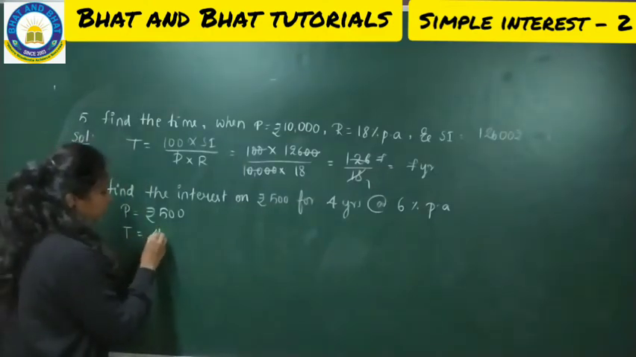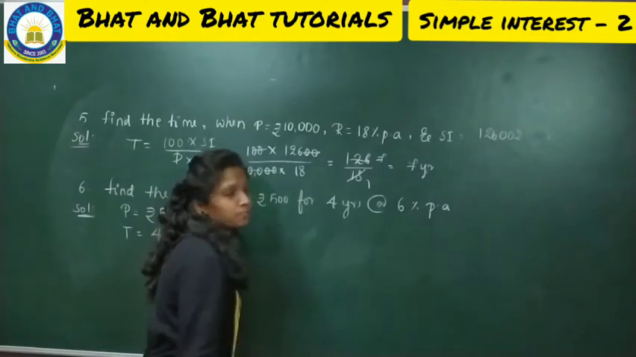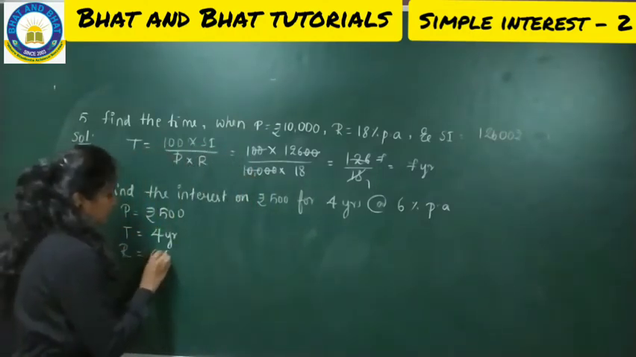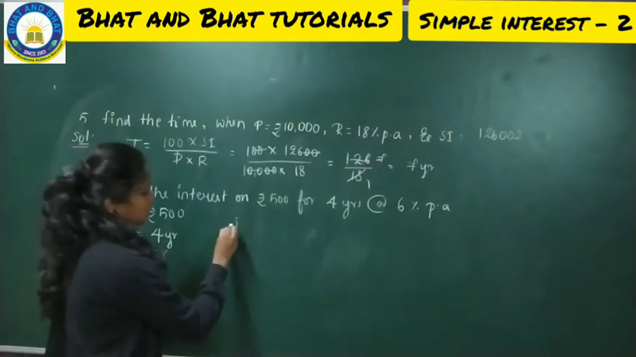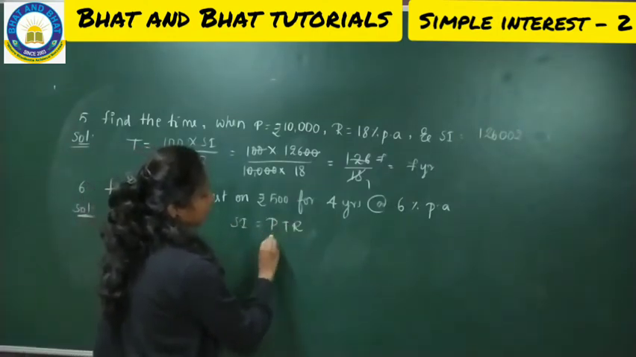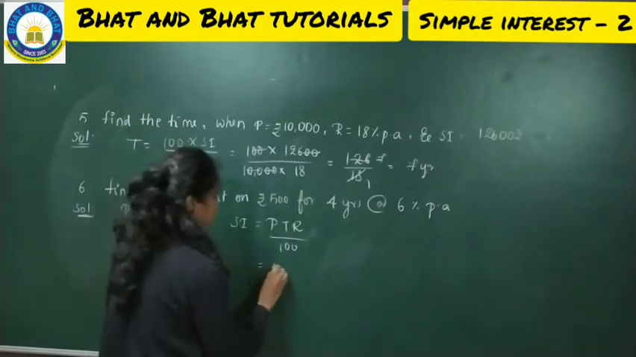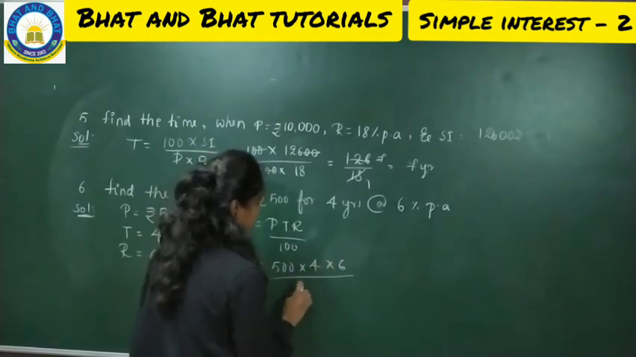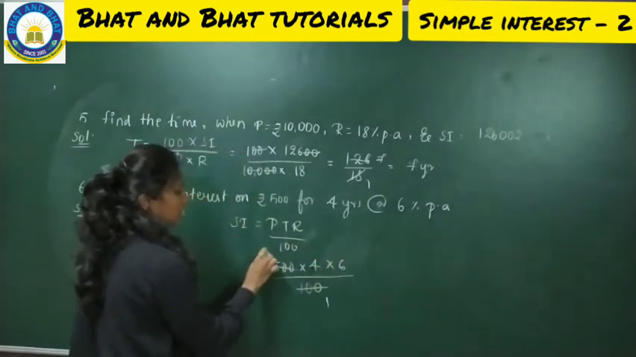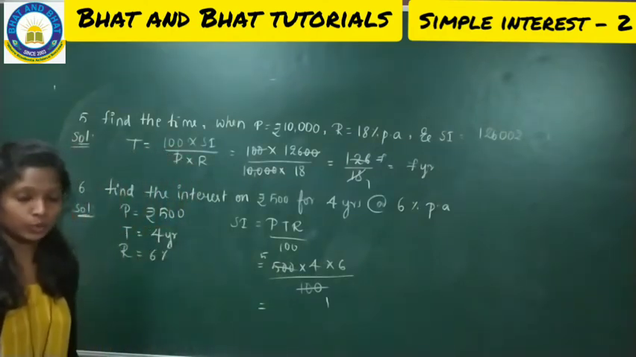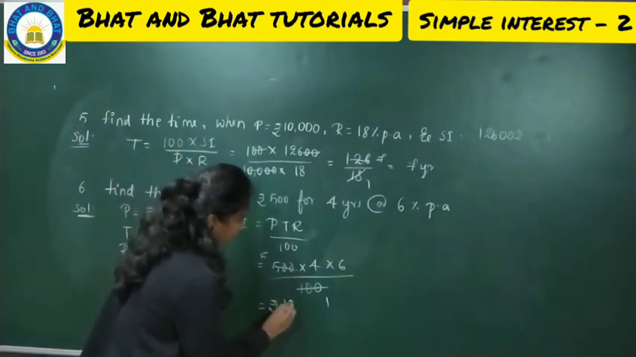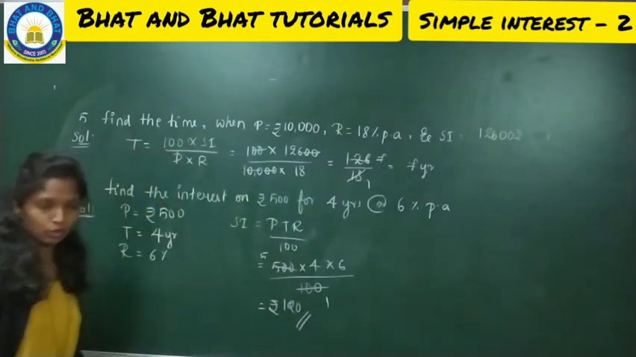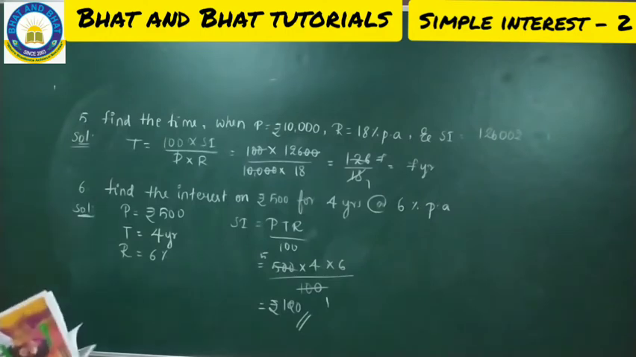So what is 4 years now? Time. At 6% per annum. What is 6%? R. So what you have to find? Simple interest. Again PTR by 100. So what is the principal? 500. What is the time? 4 years. And what is the rate? 6 divided by 100. 100 ones are 100, 5 fours are 20, 20 sixes are 120. So 120 rupees is your interest. Make a note. So fine, hope you all copied the 6th one. Now I'll go with the 7th one. All of you look into the 7th one now.